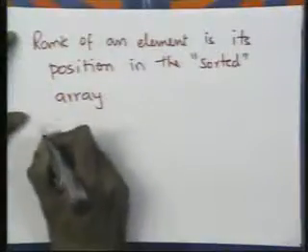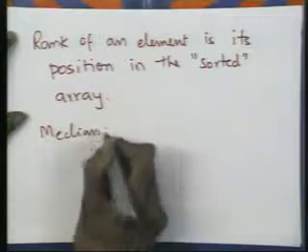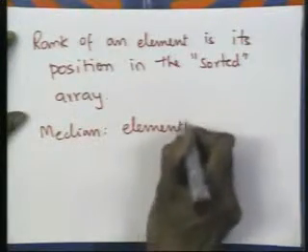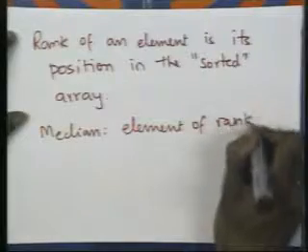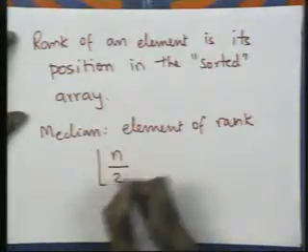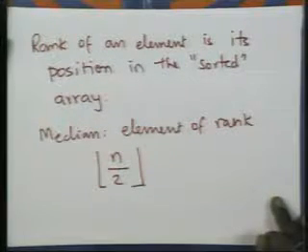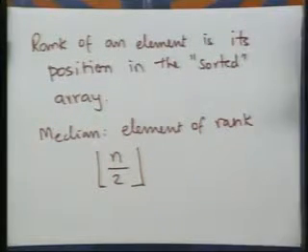We'll assume for simplicity that elements in the array are distinct. Every element is distinct. All algorithms that we'll design will also work when the elements are not distinct, but this is just for simplicity. So this is the rank of an element, and the median is an element of rank n by 2, the floor of n by 2.